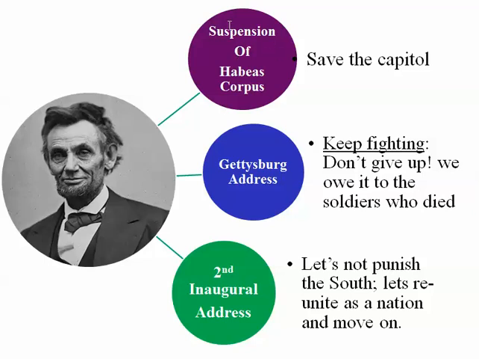The first one, the suspension of habeas corpus, that's his emergency war powers we're going to talk about. He wanted to save the capital of the United States. He knew that if it failed, he and his government would be moving around from place to place, and he couldn't effectively win the war that way. So he's going to suspend habeas corpus. We're going to talk about that.